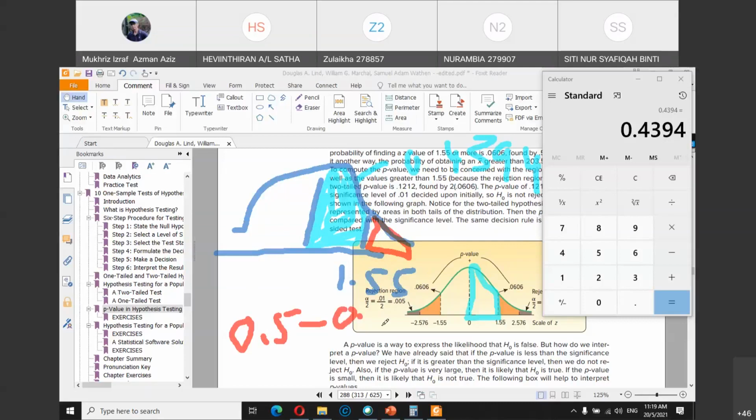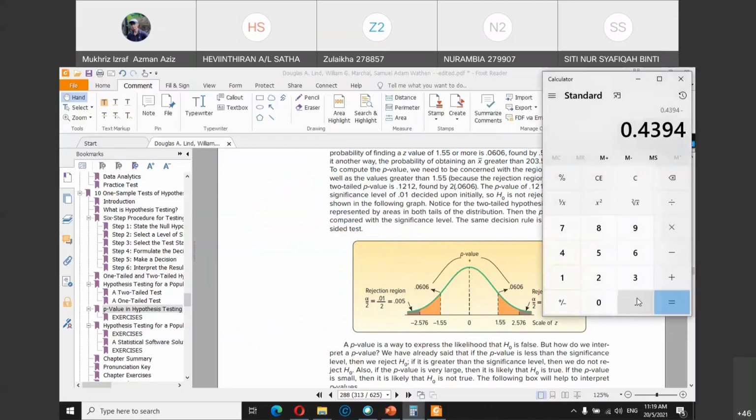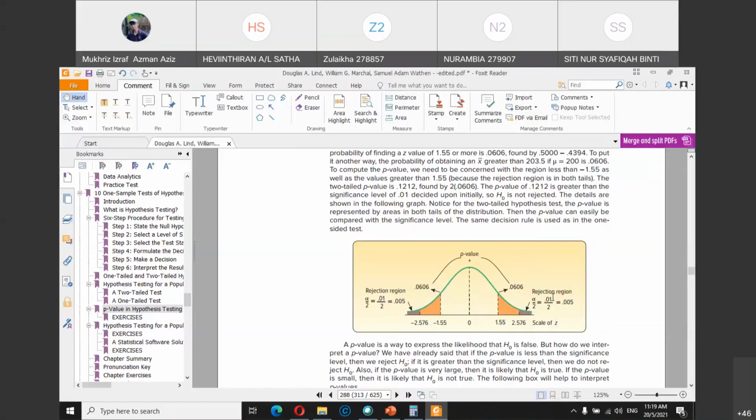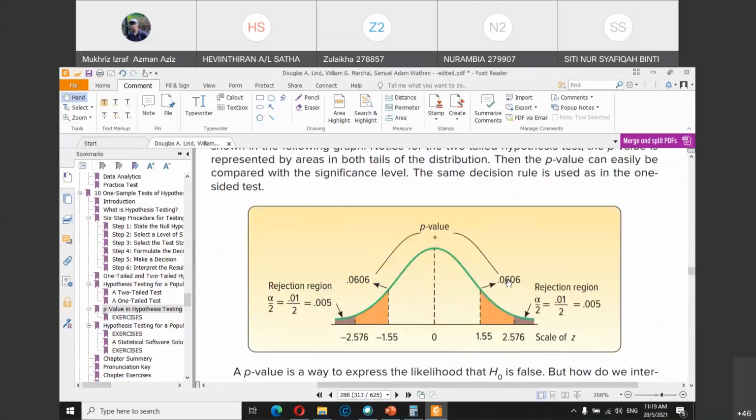So if I use my calculator here, 0.5 minus 0.4394, I'm going to get 0.06. So this is what your book shows. You get 0.06 by using 1.55, referring to the Z table, and getting the area under the curve from this part to this part. So the p-value is basically the remaining area on the right side of the tail. So you get 0.5 minus 0.4394, which gives 0.0606.